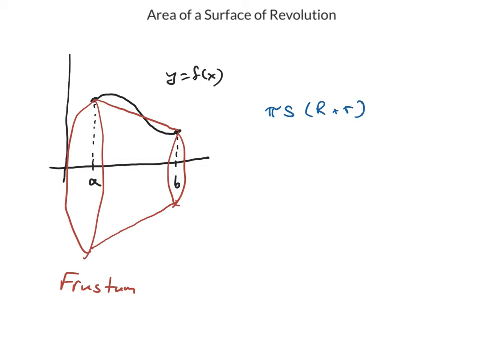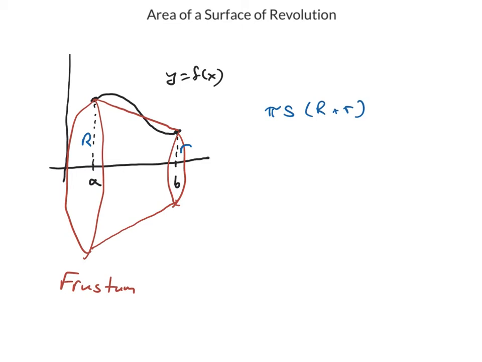Now that s, that lowercase s, represents arc length. We've just seen that. Pi is the normal pi. Now r, capital R and little r: capital R is one of the radii of the frustum, and little r is the radius at the other end.